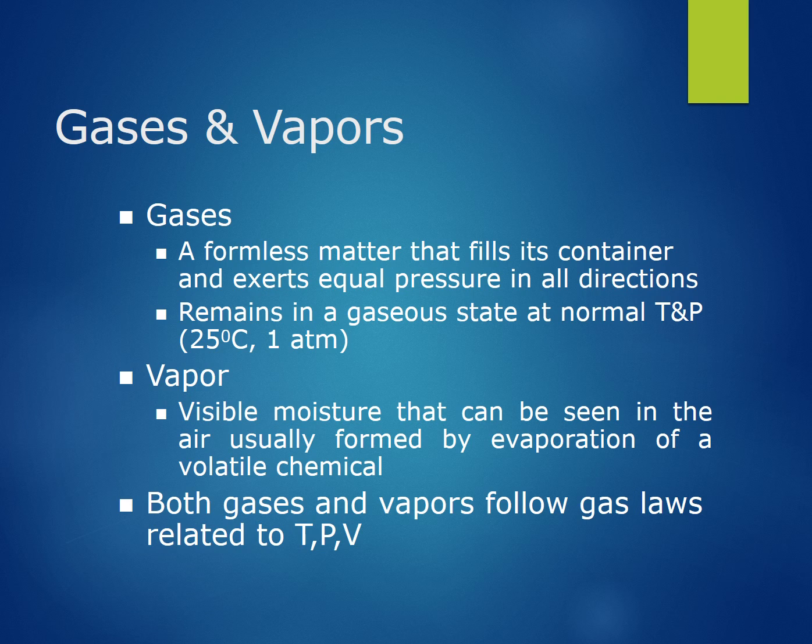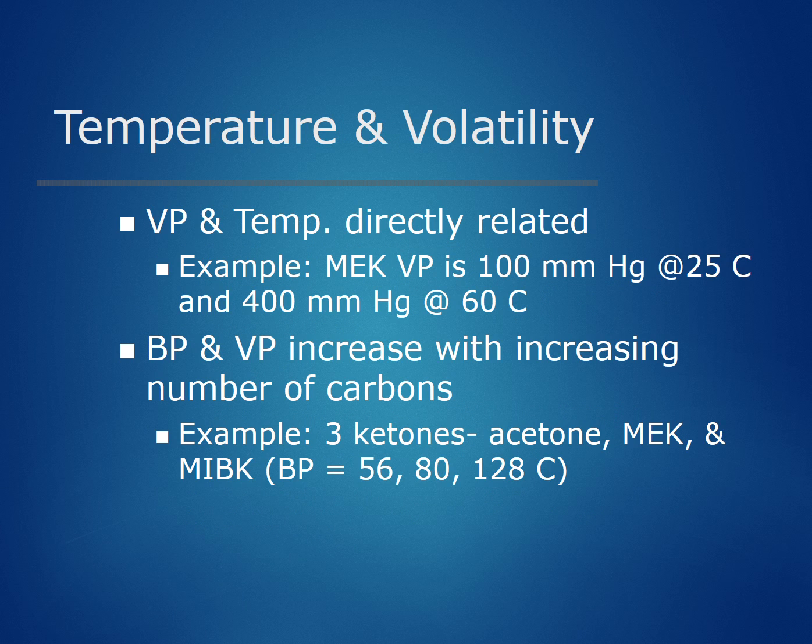Both gases and vapors follow the gas laws related to temperature, pressure, and volume. The vapor pressure and temperature of a chemical are directly related. An example is methyl ethyl ketone, which has a vapor pressure of 100 millimeters of mercury at 25 degrees centigrade and 40 millimeters of mercury at 60 degrees centigrade.